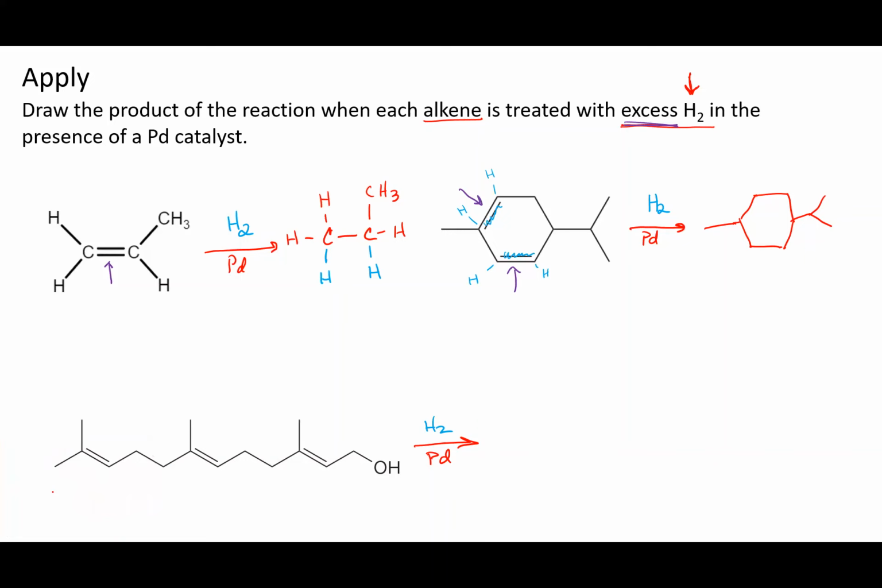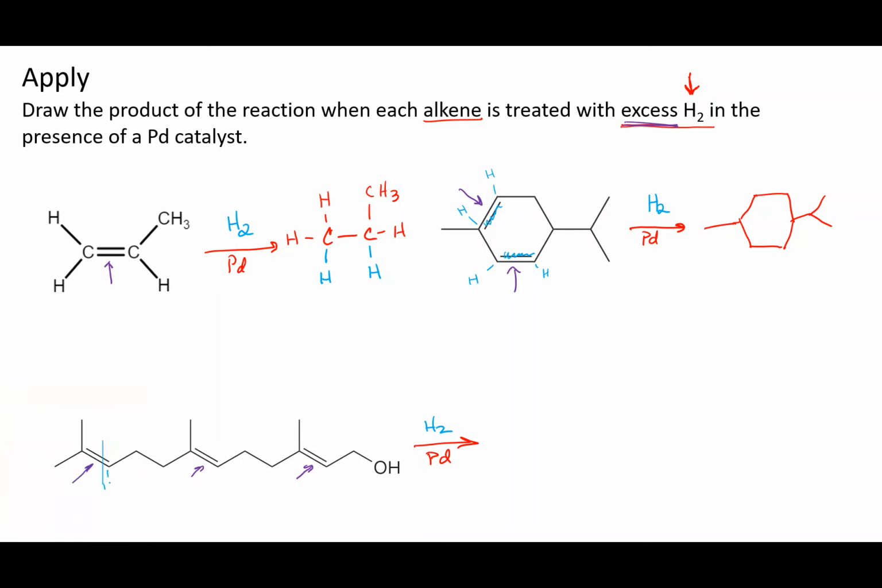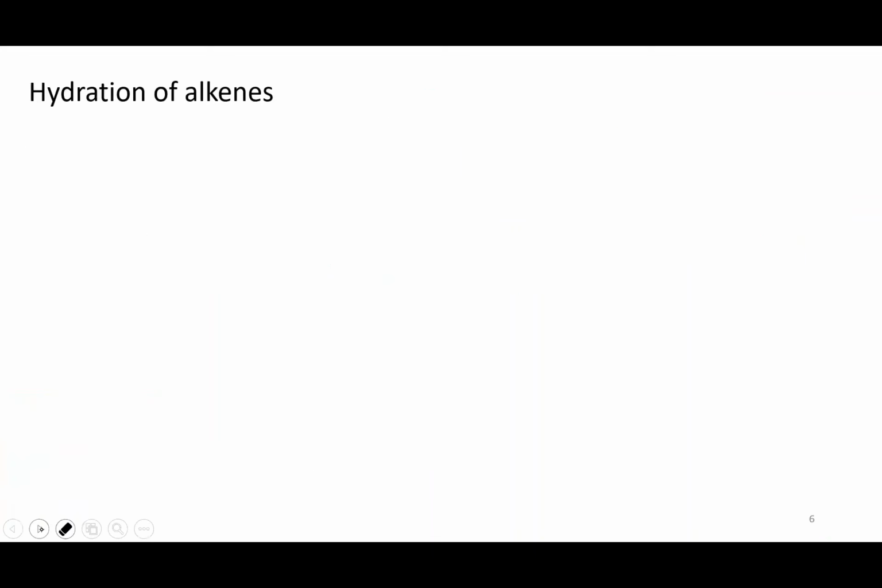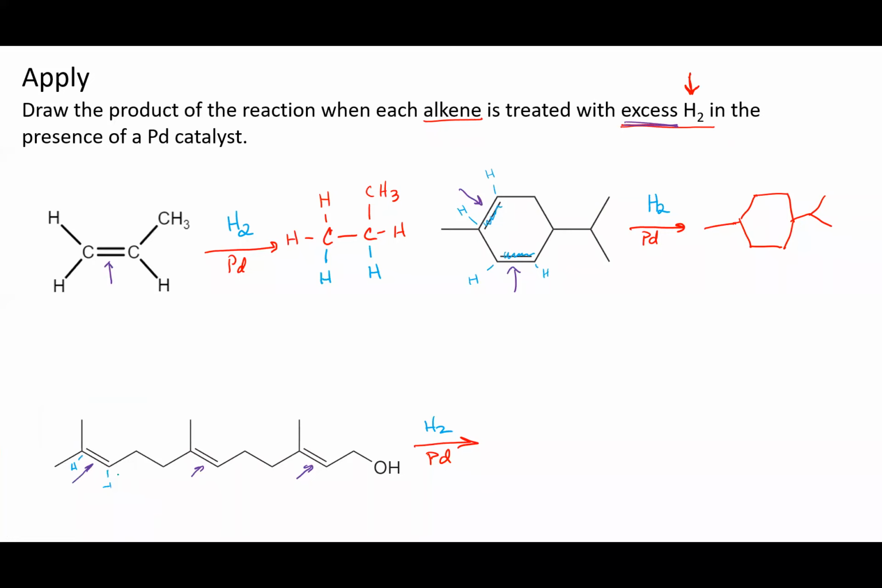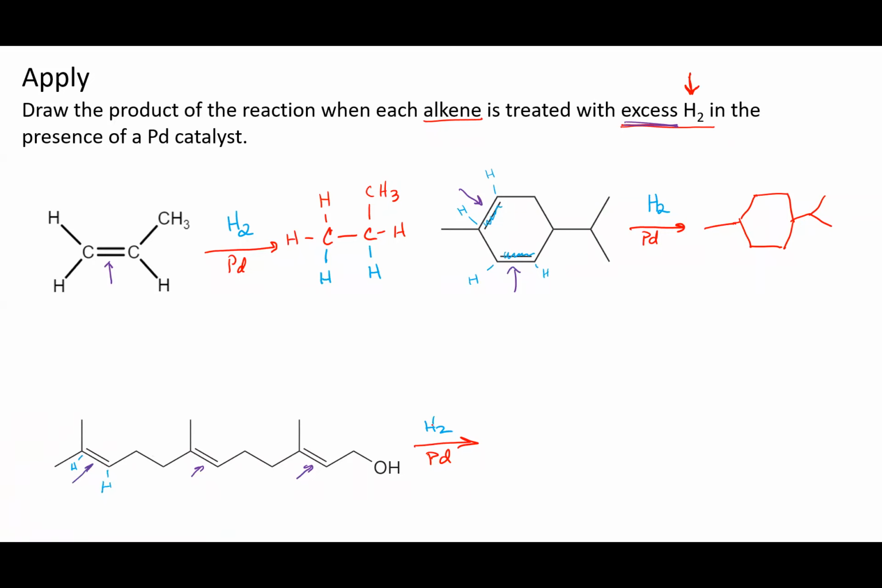So here, I'm going to break every single double bond. I have one here, another one there, and another one here. And then I'm going to place hydrogens on either side of those double bonds. One here, and then another one here. Okay. So now all that is left is for me to draw my molecule after adding hydrogens across all of those double bonds. So that just means I'm going to draw an alkane.